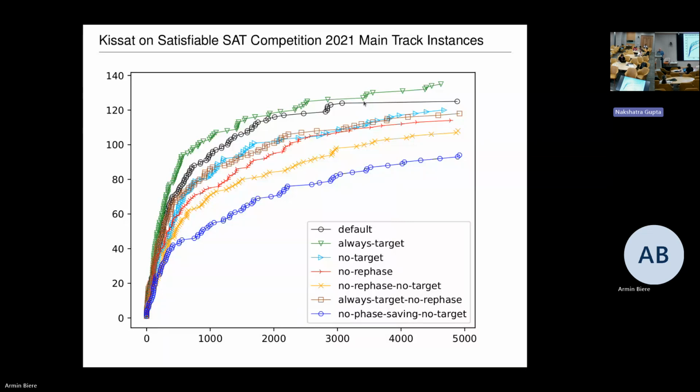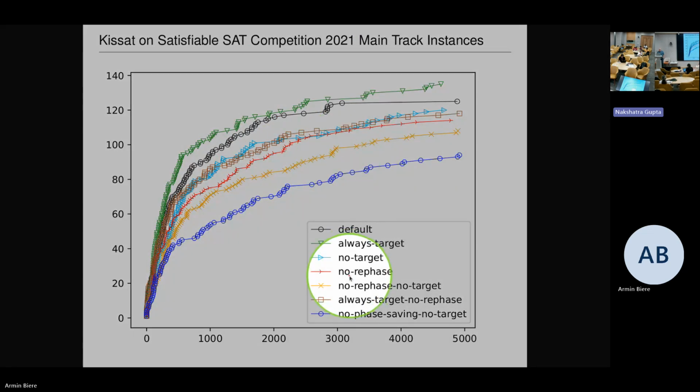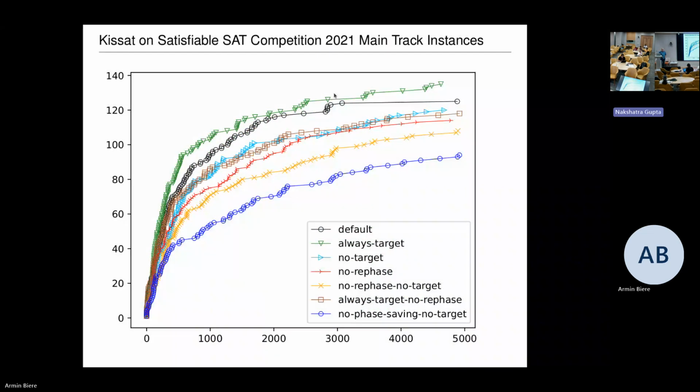And it's the motivation why we want to look at local search. You see it also here. If you're not rephasing, this is without rephasing but still with targets, you're actually losing compared to resetting the phases once in a while, right? Which is also intuitively clear. If you always pick this largest consistent trail, well, you get stuck, right? And so you need to reset it once in a while.